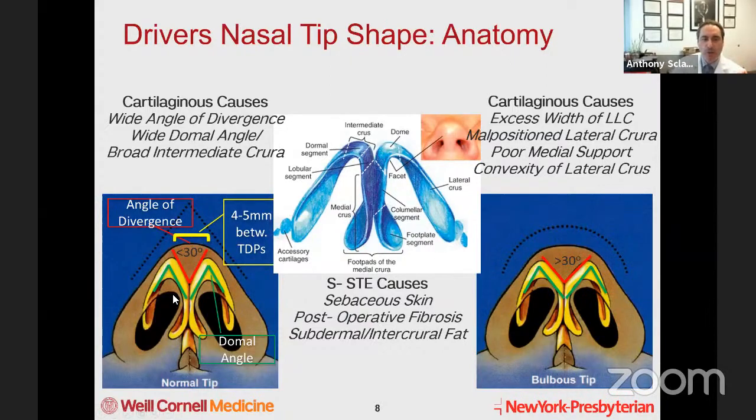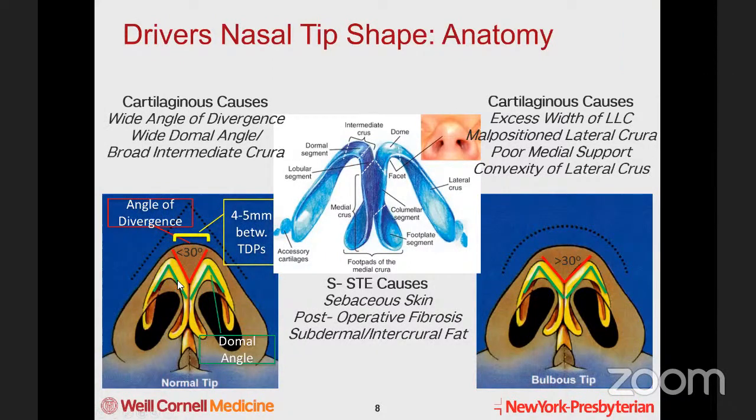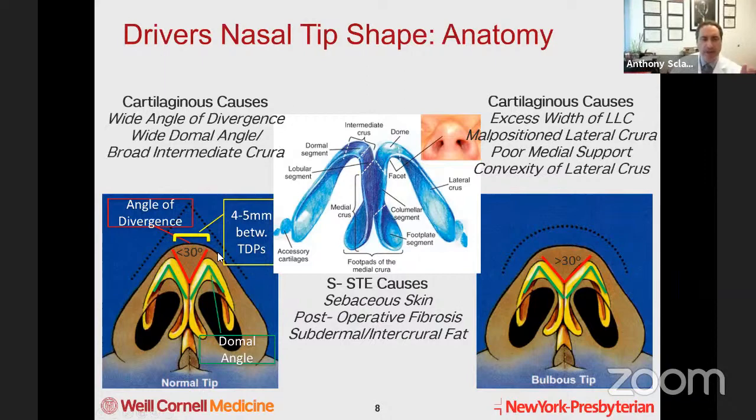If it's more than 30 degrees, you start to get a very rounded tip. Okay. You can also talk about the domal angles. These angles are actually formed by the intermediate and lateral crura of each lower lateral cartilage. Again, there are no specific numbers about that, but as that widens, that's also going to round out your tip. You can also talk about the distance between the tip defining points, and that's really a surface marker, okay, where you see the definition of the tip, and those should be about 4 to 5 millimeters between tip defining points from the left and the right side. So they really should be pretty close together. You don't want to have a single tip defining point because that makes the nose look very pointy. You want to see a little bit of separation. That's the most aesthetic tip that you're going to get, okay?